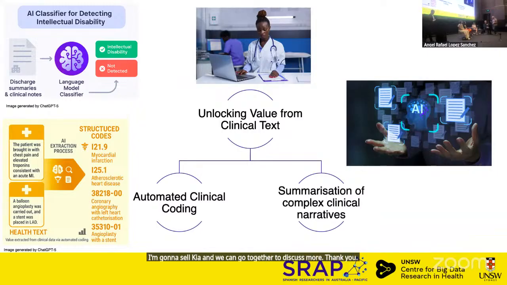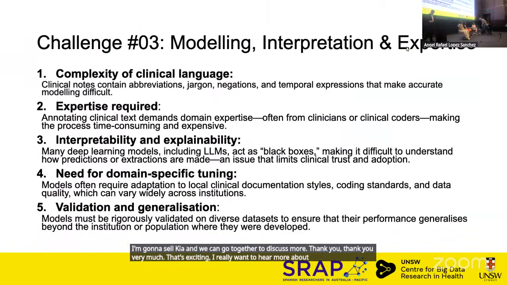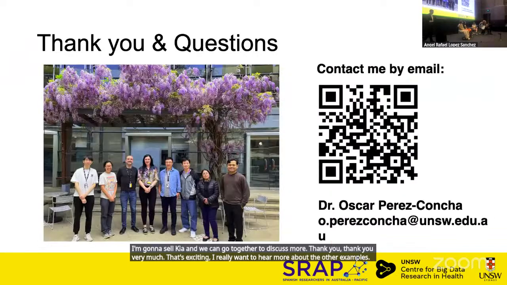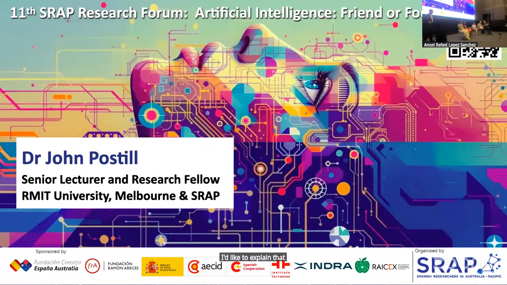Sounds exciting. I really want to hear more about the other examples. I like how you explained teaching language models how to speak health. I love the expression.